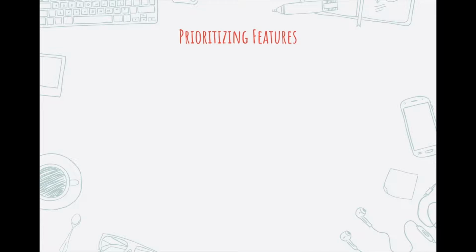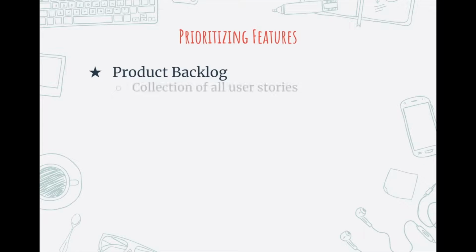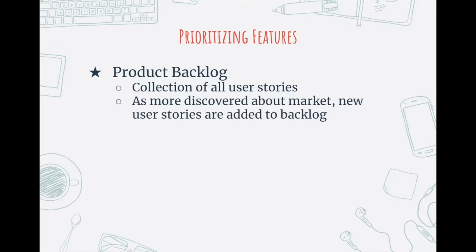However, even once you've defined all of those features, there's the task of deciding what feature needs to be built first. And so what we'll be doing is building a product backlog, which is really just a collection of all of these different user stories that the team has come up with. Within that backlog, more stories can be added as either entrepreneurs or software engineers discover more about the market.